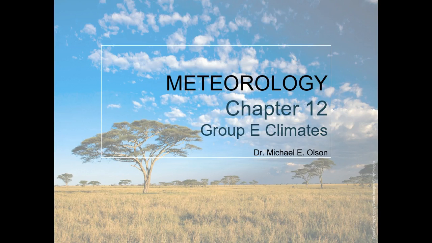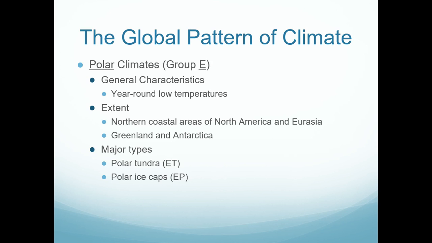The last of Köppen's general climate groups is the Group E climate, also known as the polar climates. Here we're talking about year-round low temperatures. These would be usually the northern coastal areas of North America and Eurasia. And then you end up seeing places like Greenland and Antarctica, which are also Group E climates.